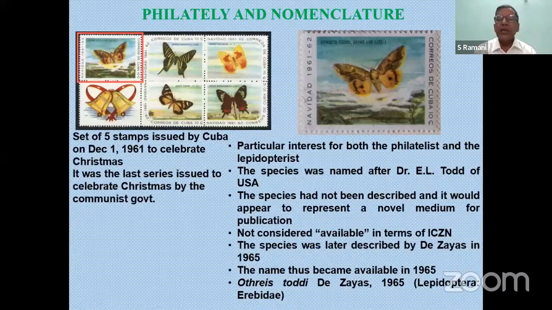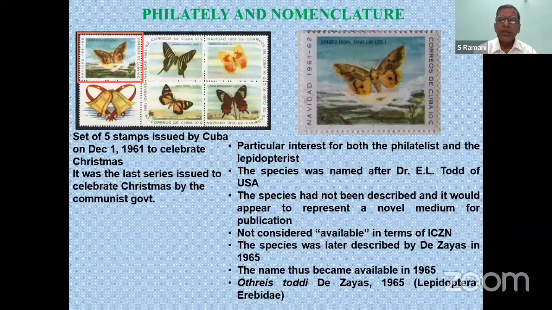The International Code of Zoological Nomenclature actually has certain conditions for what is known as a publication. This stamp could not have been considered a publication, basically because it doesn't describe the actual species, new species, or give differences between the sister species or the species with which it can be confused. There is no description. So this was not considered a publication.